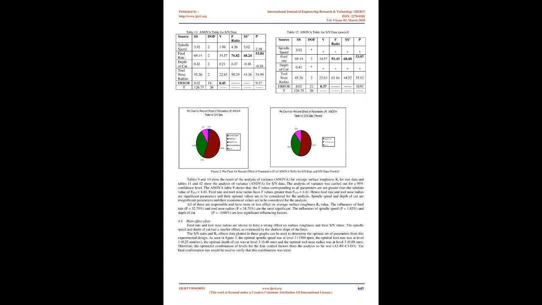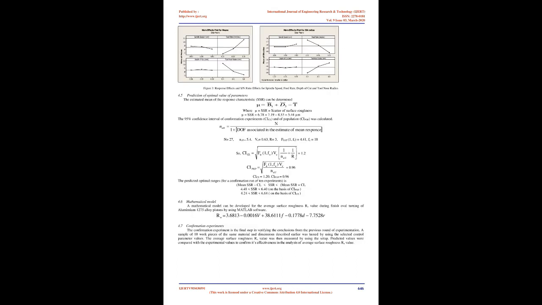Tables 7 and 8 specify the average effect response tables for raw data and S/N ratio. These tables help to find out which parameter will affect more significantly. From these tables it is concluded that feed rate variation has major effect on surface quality of turned parts than tool nose radius, spindle speeds, and finally the depth of cut. 4.3 ANOVA, Analysis of Variance, analysis. The main purpose of the analysis of variance is to investigate the significant parameters. Tables 9 and 10 show the result of the analysis of variance, ANOVA, for average surface roughness Ra for raw data and tables 11 and 12 show the analysis of variance, ANOVA, for S/N data.